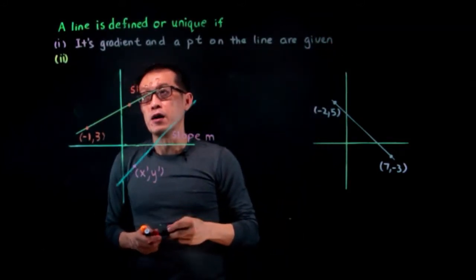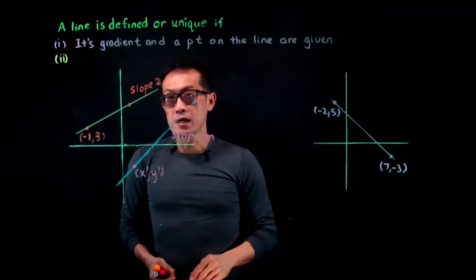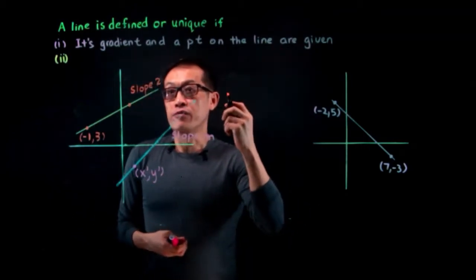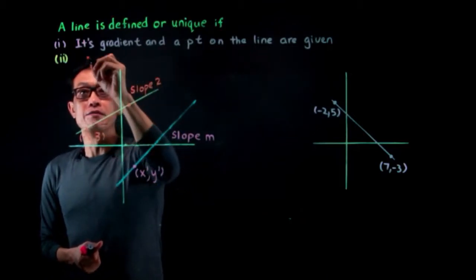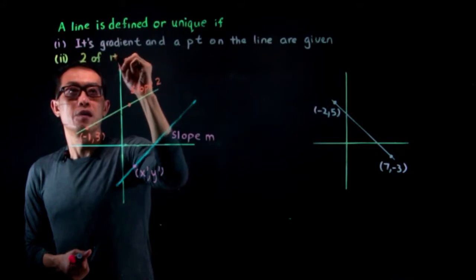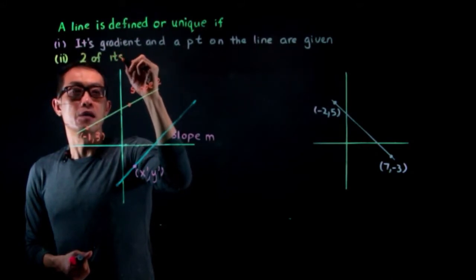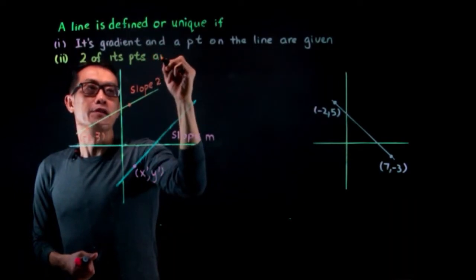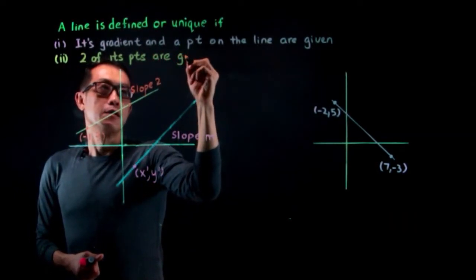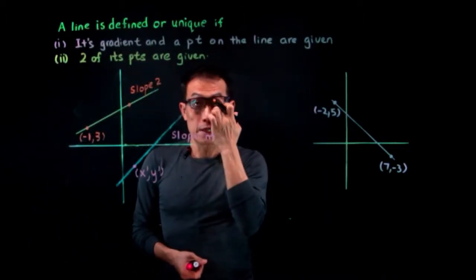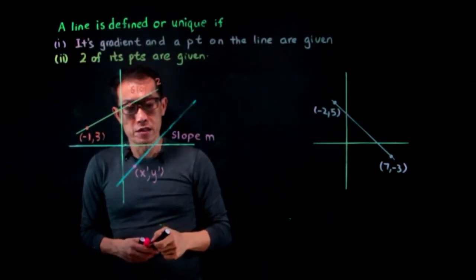Okay, now the other way to define a line is if two of its points are given. Two of its points are given. Now let's look at case 1 first.